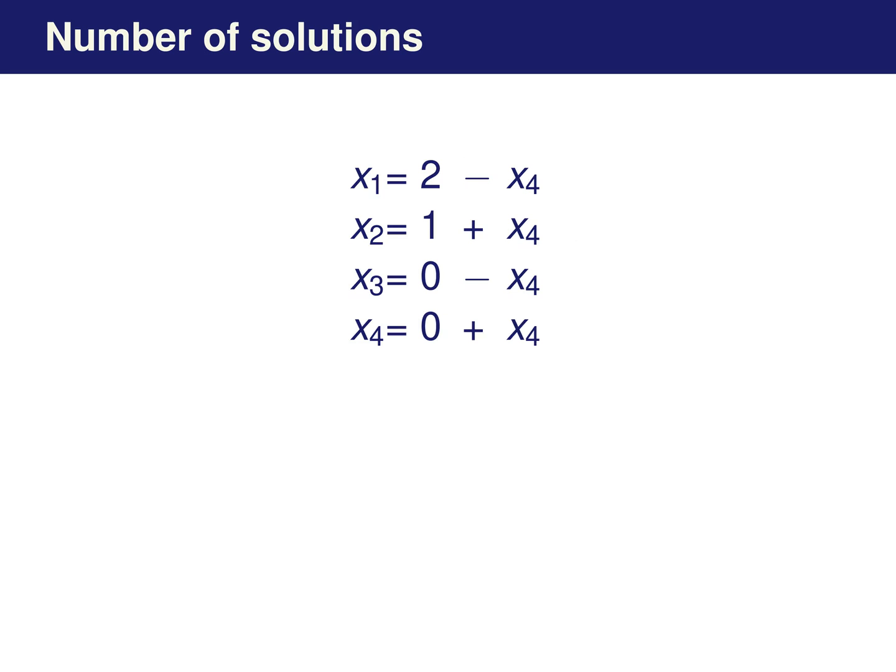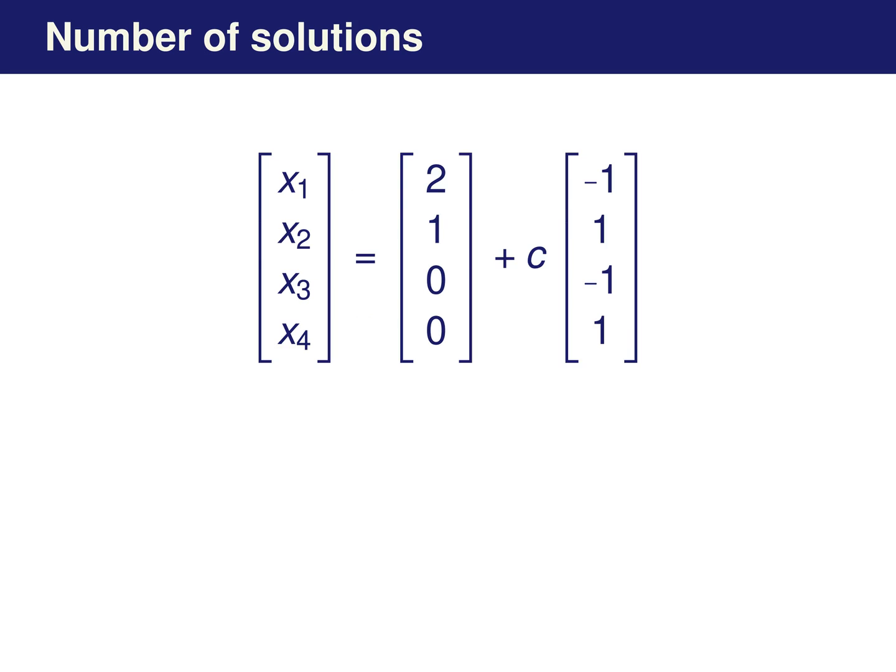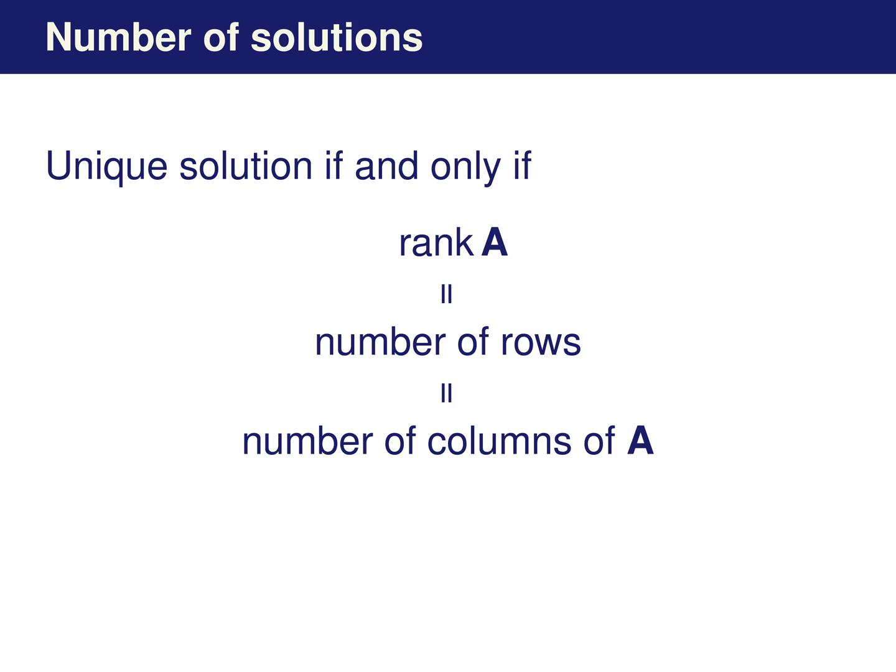This is the same system. Since x4 is free and arbitrary, we'll replace it by a constant c, to avoid confusion. We have that the solution is the sum of 2 vectors, a particular solution and a homogeneous or null space solution. This means that there are infinitely many solutions. In general, a system has a unique solution if and only if the rank of the matrix A equals the number of rows of A equals the number of columns of A. This means that the number of true unknowns equals the number of equations.